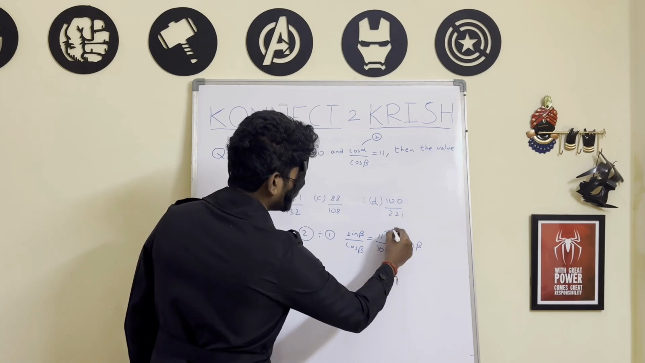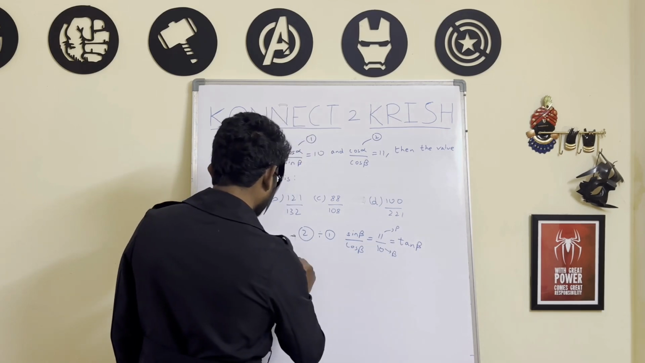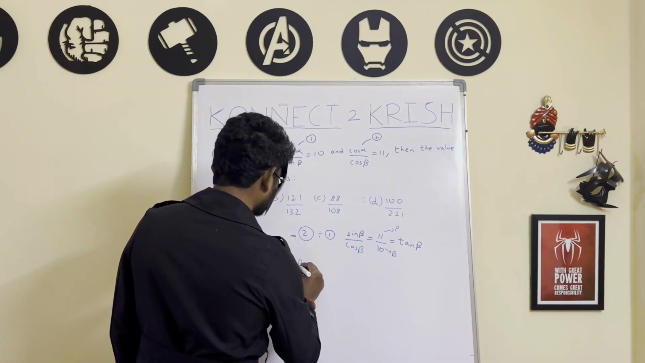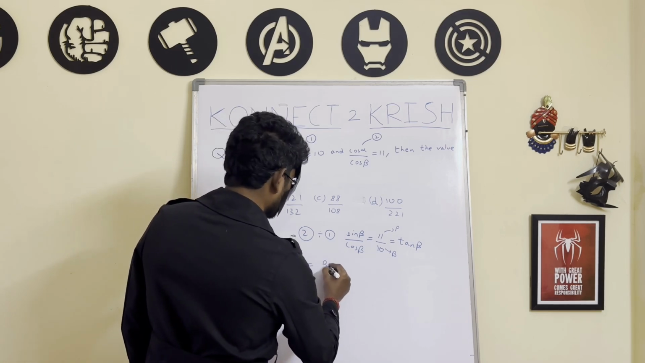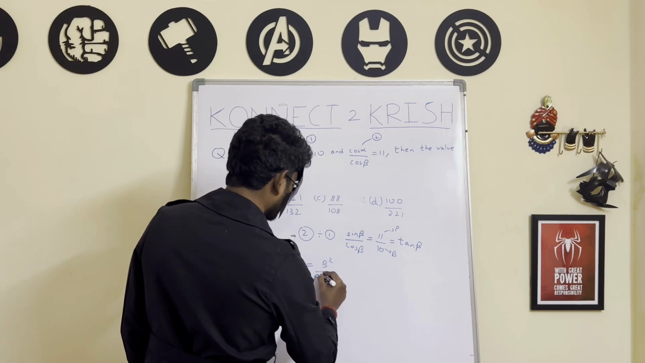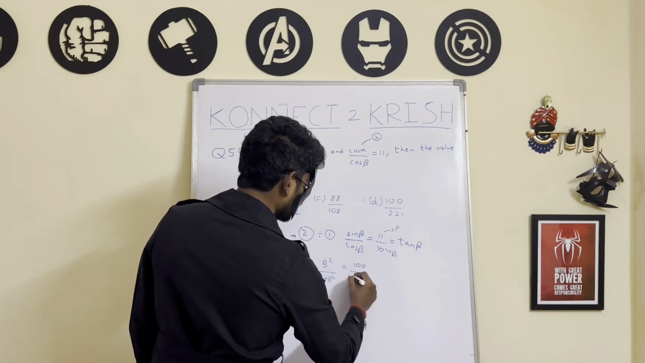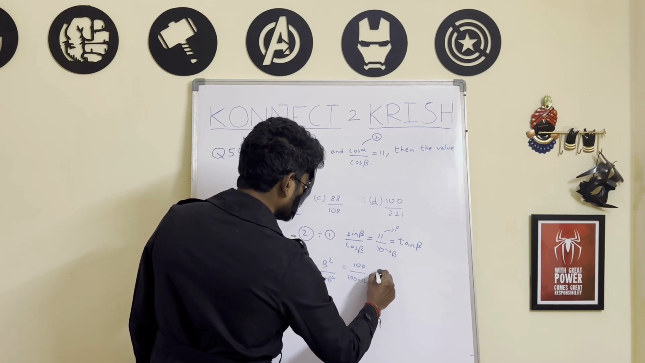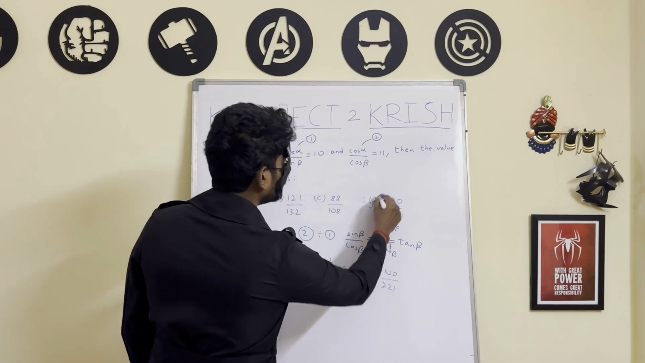So tan beta is nothing but perpendicular by base. Now it asks us the value of cos square beta, which is nothing but base square by hypotenuse square, which is perpendicular square plus base square. So which is equal to 100 by 100 plus 121, which is equal to 100 by 221. So option D is right.